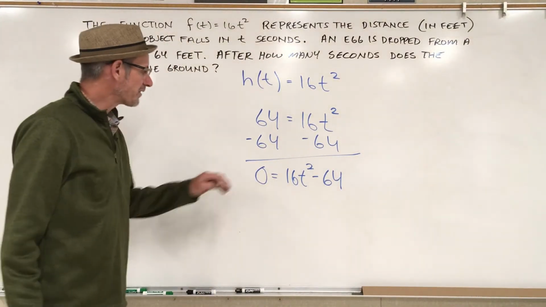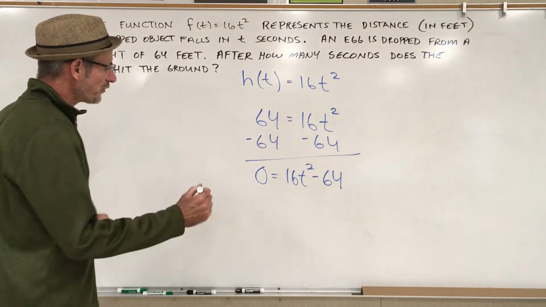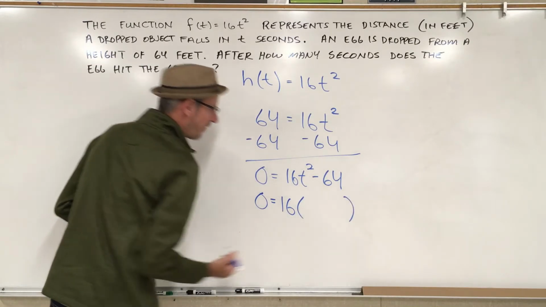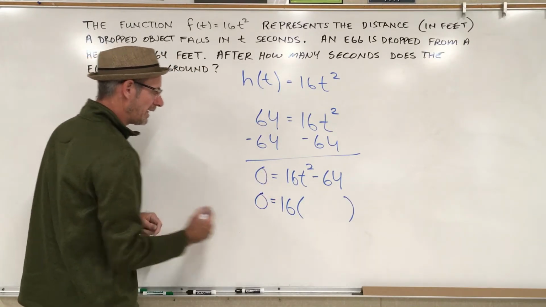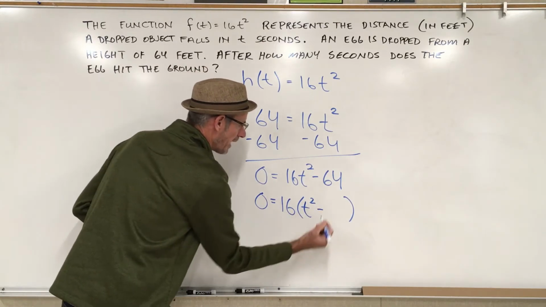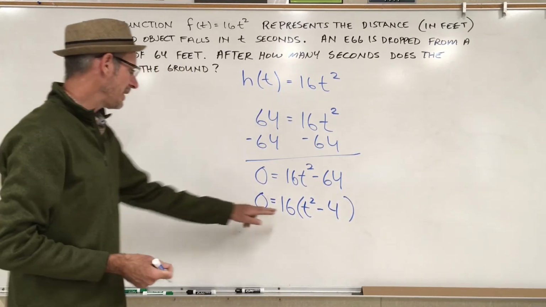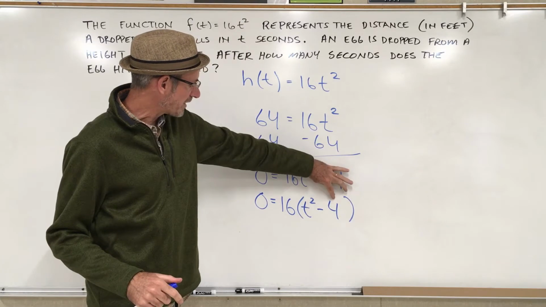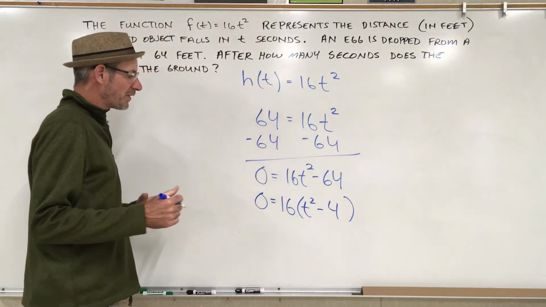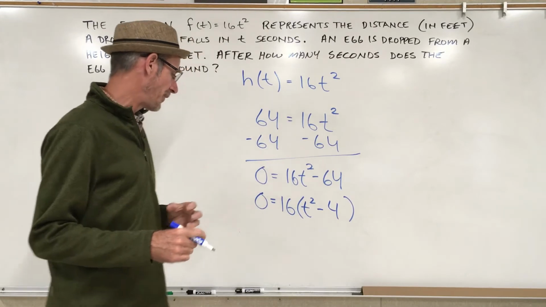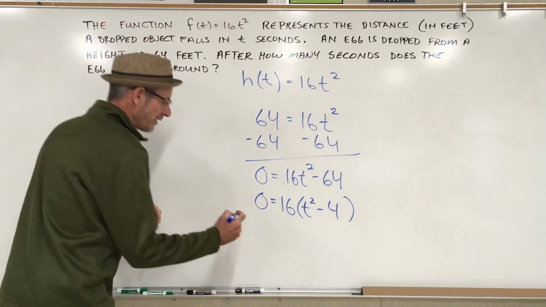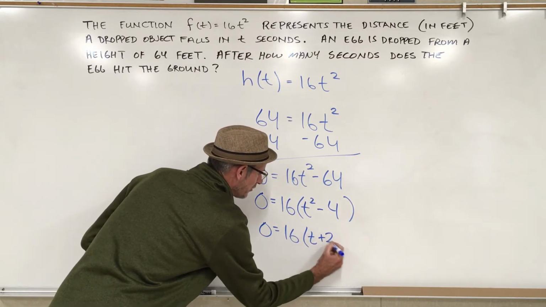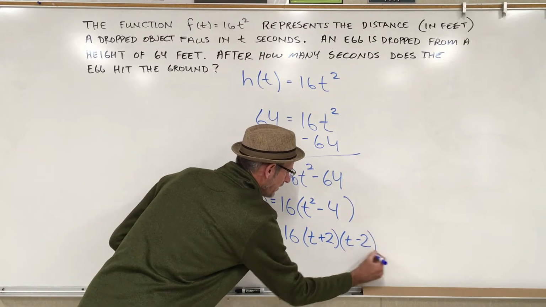I can see that I have a greatest common factor on this problem of 16. So I'll write it like this: 0 equals 16. And then my remaining binomial is going to be t squared minus 4, because 16 times 4 is 64. My remaining polynomial, this is a perfect square, that's a perfect square, that's a minus sign. This is the difference of two squares. So that will leave me with a sum and difference pattern. So I'll have 0 equals 16 times t plus 2 times t minus 2.